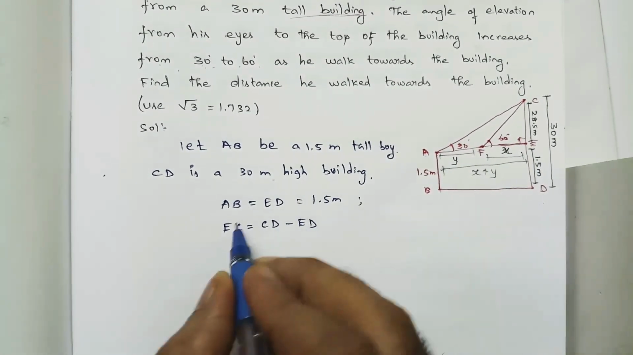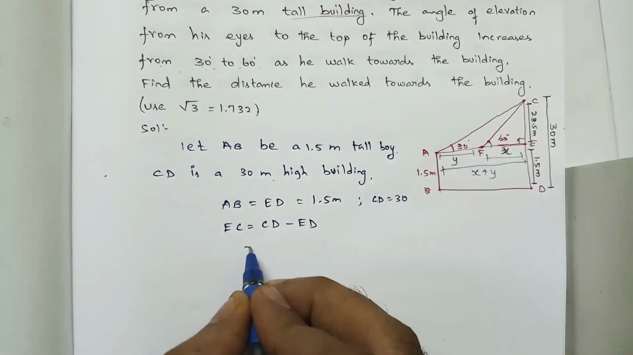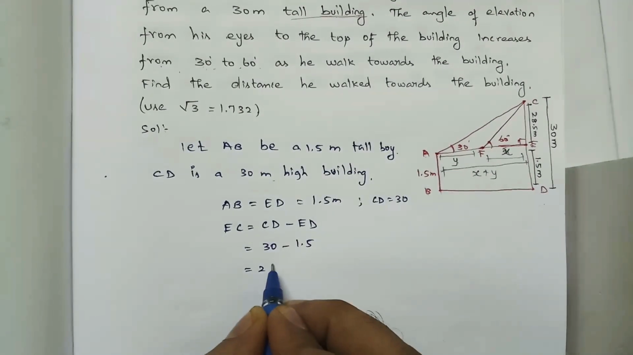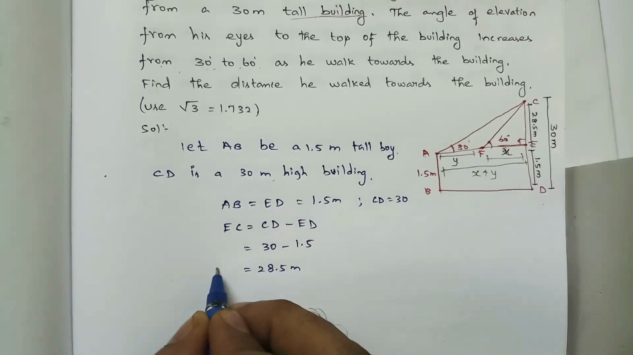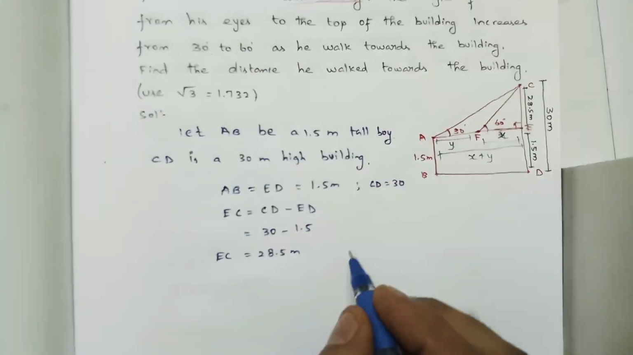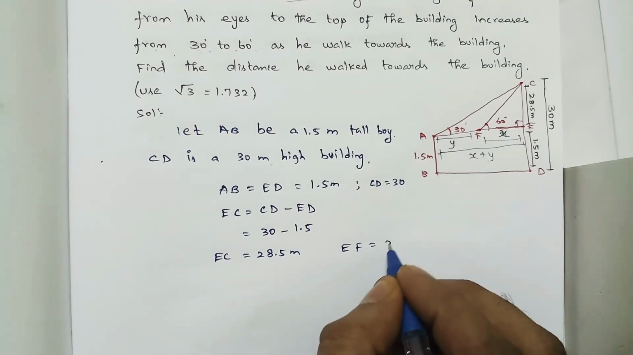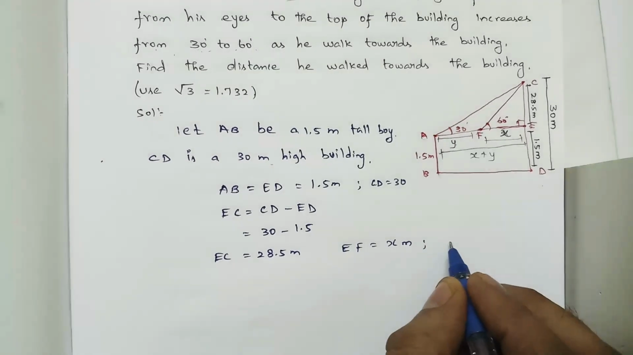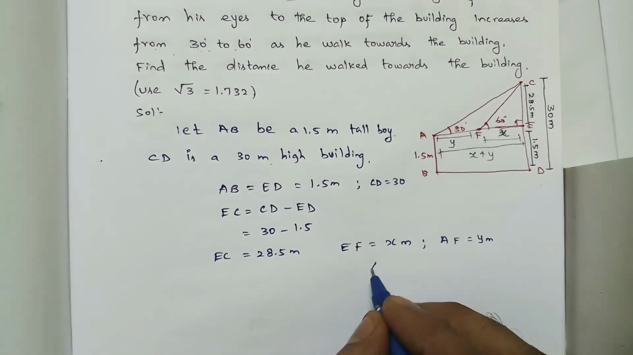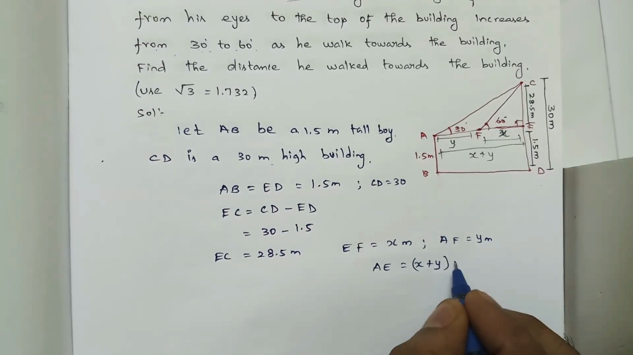And one more thing is given, what is that? CD is nothing but, what is the 30 meter? CD equal to 30 meter. CD minus ED, what is CD? 30 minus 1.5 is equal to 28.5 meter. EC is equal to 28.5 meter. And we are assuming that EF is equal to X meter, right? And AF is equal to Y meter, and AE is equal to X plus Y meter, right?